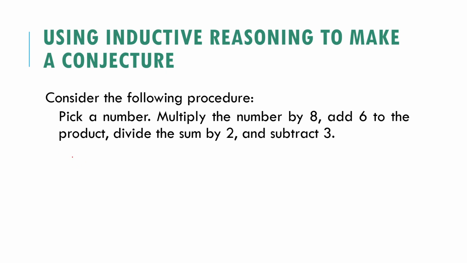So let's say I pick number 1. Okay, I pick number 1. And now I have to do the procedure. The next step of the procedure says that I have to multiply the number that I chose by 8. So that's 1 times 8, which would give me 8. And I have to add 6 to the product. That's 8 plus 6 will give me 14. Divide the sum by 2, so 14 divided by 2 would give me 7, and then subtract 7 by 3 would give me 4.